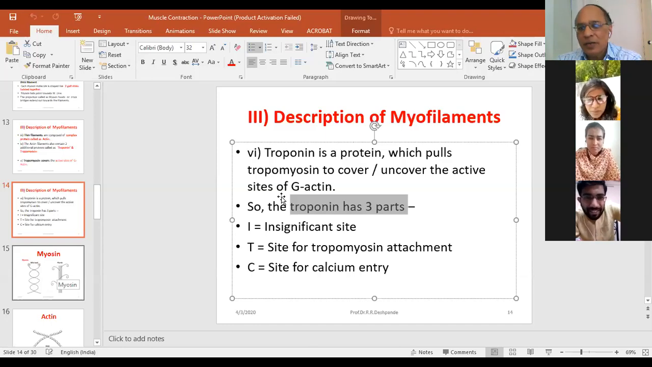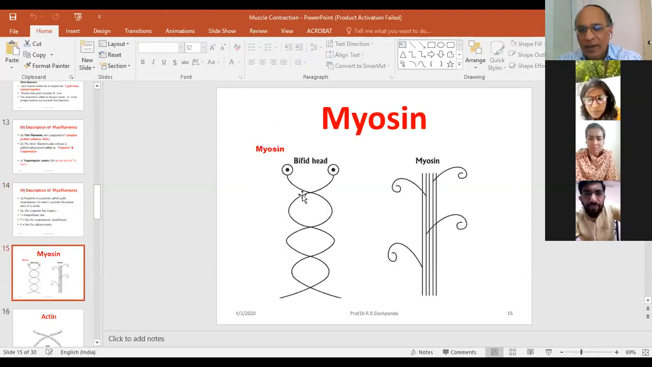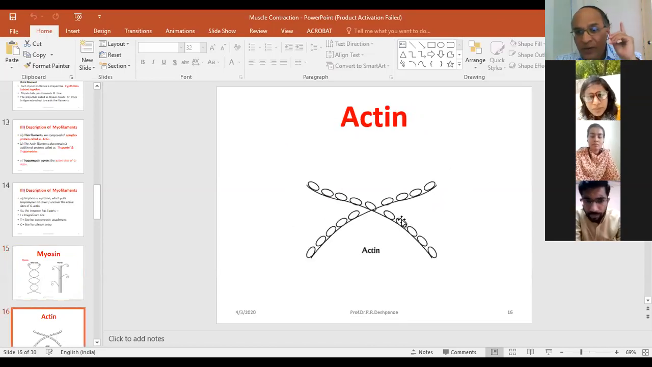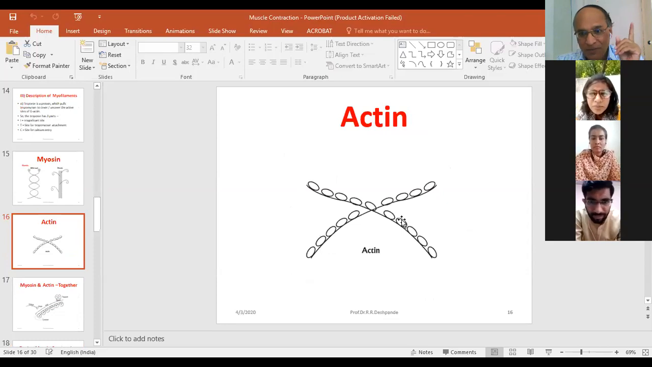Okay, this is myosin. Golf-like, hockey stick. Basically, here you can see, this is a hockey stick. This is the handle and this is the head. Myosin molecules are twisted around each other like the DNA structure. These are myosin filaments. All these figures you must draw in the examination.